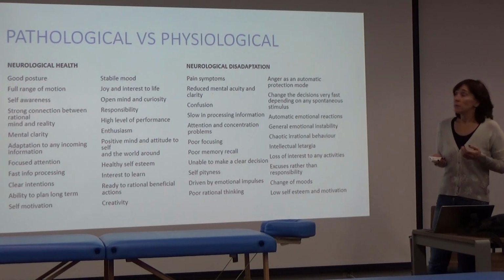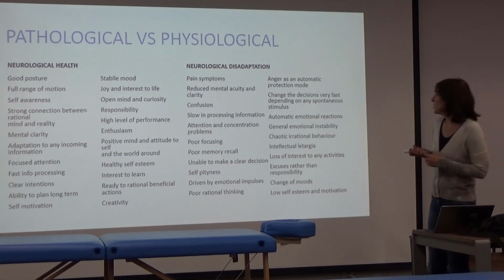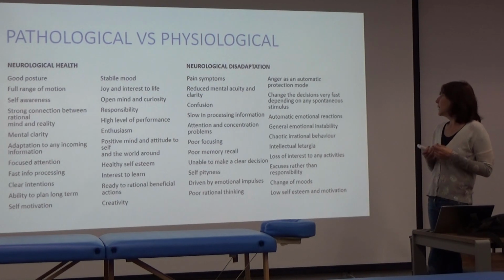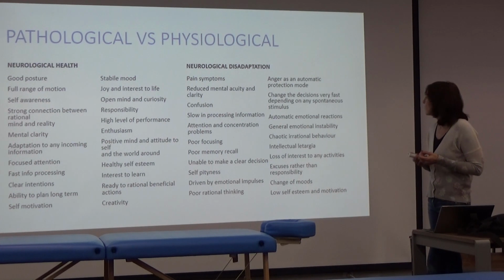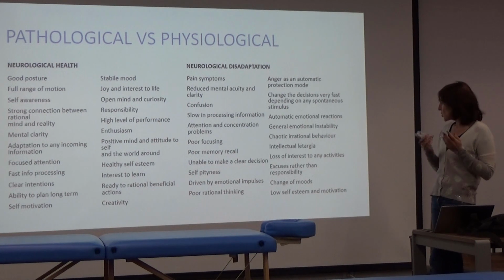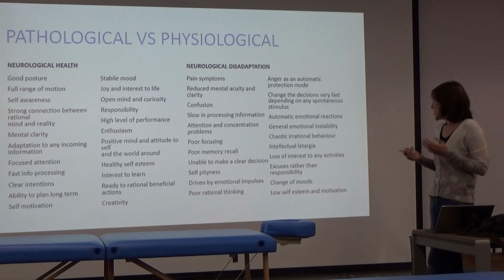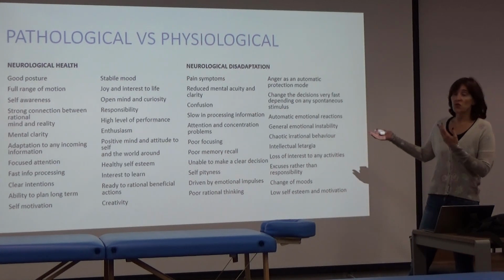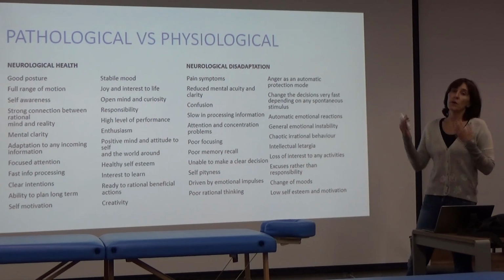So neurological disadaptation could include pain symptoms, reduced mental activity, reduced mental clarity, confusion, slow processing of information, attention and concentration problems, poor focusing, poor memory recall, unable to make a clear decision, self-pity, emotional impulses, poor rational thinking, anger, automatic emotional reaction, general emotional instability, irrational behavior, intellectual lethargy, loss of interest in many activities, change of mood, low self-esteem and motivation. So all of those could be treated also by PDTR, by the same rules.